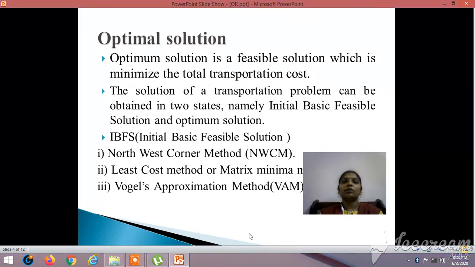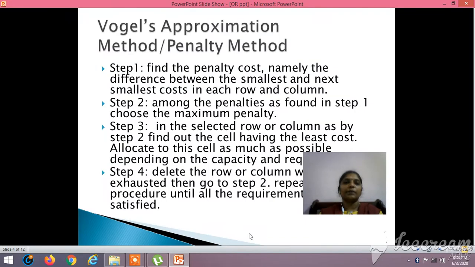So to find the optimal solution, first we have to use the initial basic feasible solution. There are three methods: the northwest corner method, the least cost method, and Vogel's approximation method. Today we are going to discuss Vogel's approximation method, otherwise called the penalty method, or shortly the VAM method. So there are some steps.